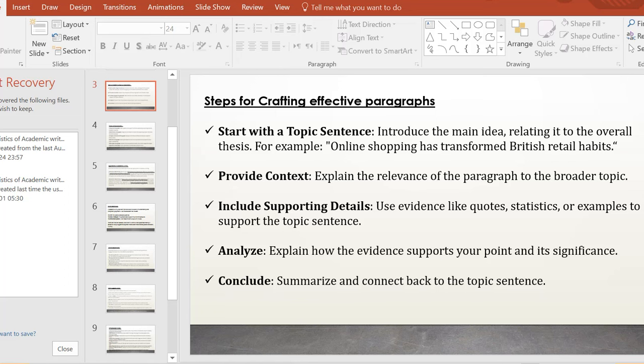Next one is provide context. Here in this session, you have to explain the relevance of paragraph to the broad topic. That means, after your topic sentence, you have to give some background or explanation to show how this paragraph relates to overall topic. This helps your reader to understand why this paragraph is important. So, here in this session, you have to provide a background or explanation of your topic.